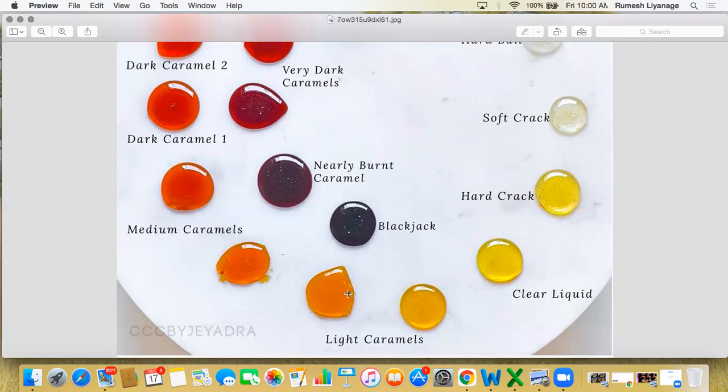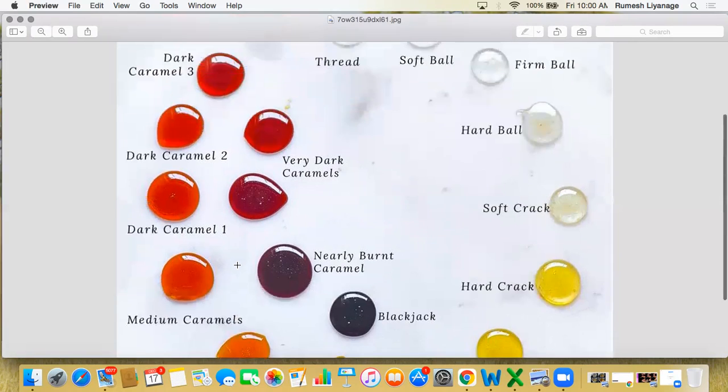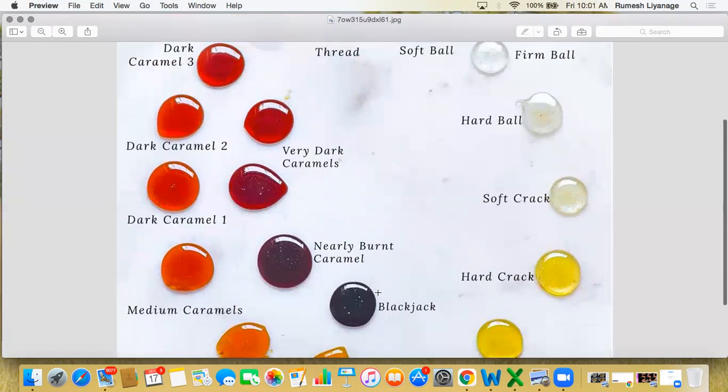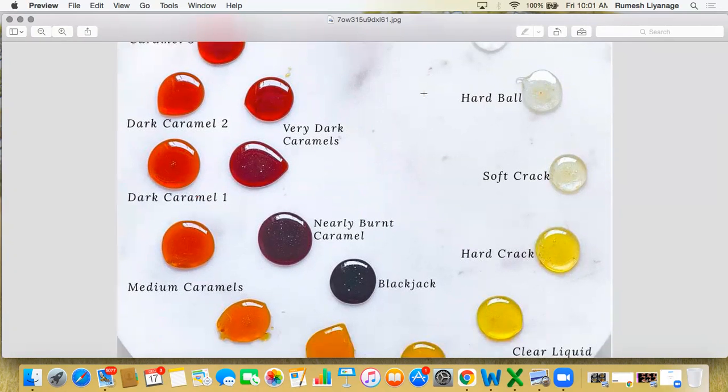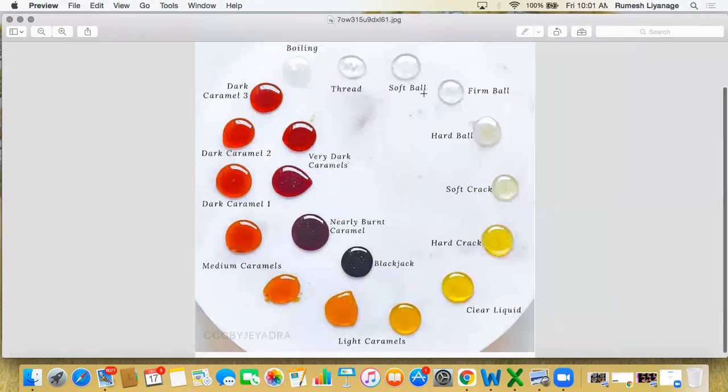Here you can see different colors with different textures, and dark caramel, 1, 2, 3. There are 3 types, and very dark caramels are there. Then burnt caramel, the final stage. With different textures, we can use similar raw materials but different temperature and time combinations, and at the end of the day you can get different products. So in the confectionery industry, raw materials are readily available, but you need to change the temperature and time, and you can add some extra raw material.